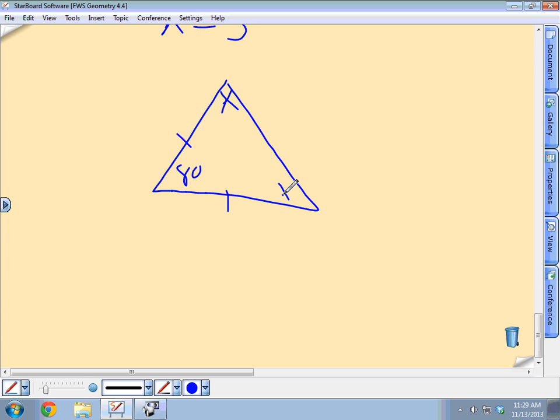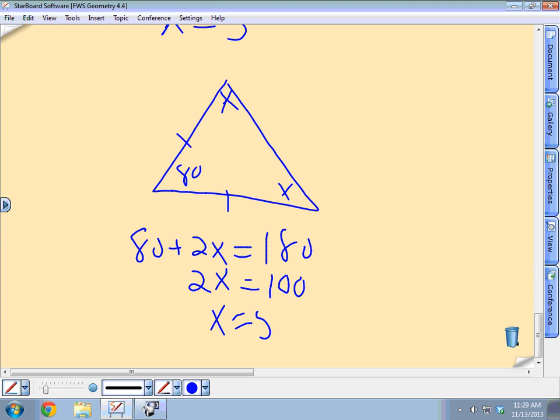So okay. So 80 plus 2x equals 180 minus. So it's 50. Oh, okay. Why didn't I think of that? I thought that the bottom equals. Yeah, I get it. I get what you're saying.